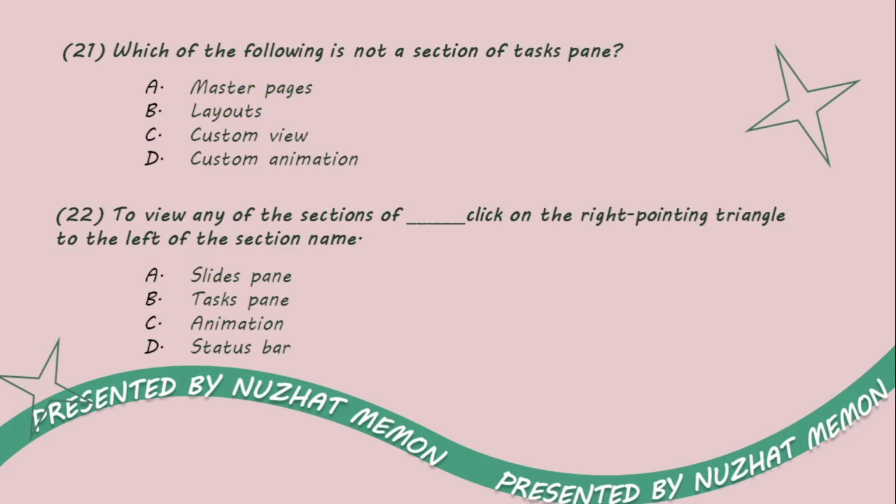Next, 21. Which of the following is not a section of task pane? So here option C, that is custom view, is not a section of a task pane. 22. To view any of the sections of dash, click on the right pointing triangle to the left of the section name. So here the correct option is task pane.